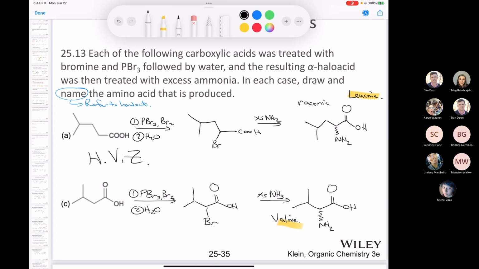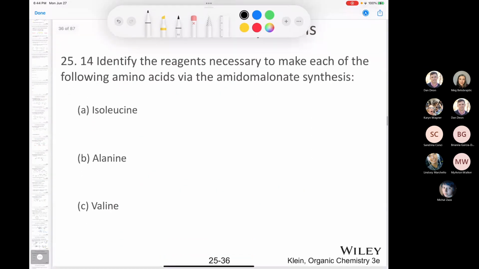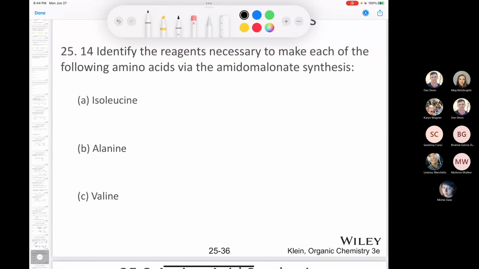So let's take a look at the next one. The next one involves the amino malonate synthesis, another kind of a long one. It says, identify the reagents that you need to make each of the following amino acids via the amino malonate synthesis. So isoleucine, let's just draw the structure of isoleucine.